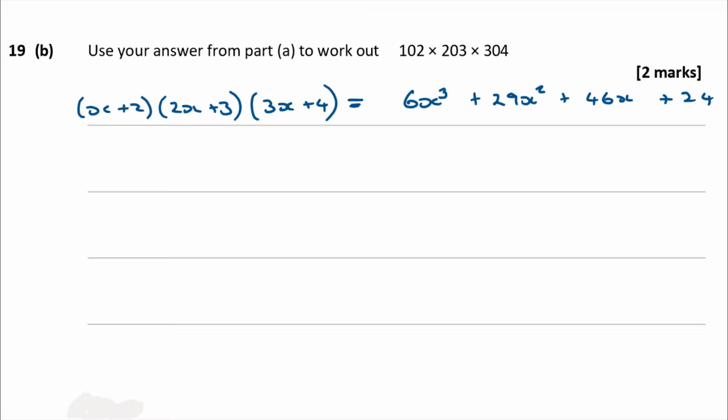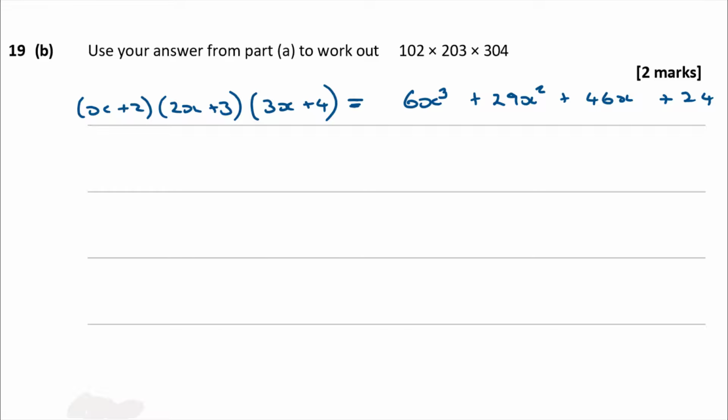Now in part B, it says use your answer to part A to work out what 102 times 203 times 304 is. Okay, now what we worked out in the first part was x plus 2 times 2x plus 3 times 3x plus 4 was that long thing there, 6x cubed plus 29x squared plus 46x plus 24. So presumably we can use this to match up and work out the answer. It doesn't just want us to multiply them together, it wants us to use this answer to do it.